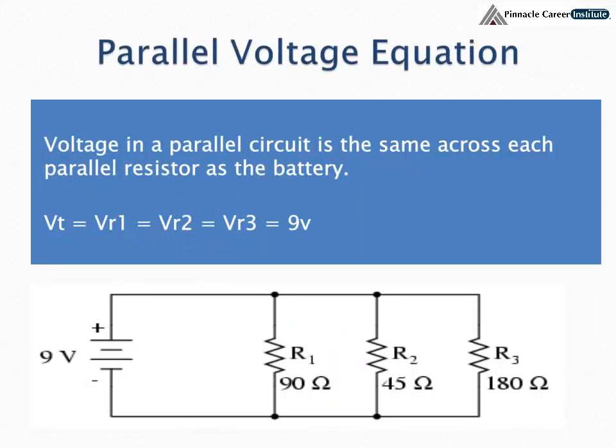To solve a parallel circuit, usually we'll do the voltage across the resistors first because it's the trick. In parallel, all the voltages on all the resistors are the same, and they'll equal the total voltage into those parallel resistors. So in this case, our V total, which is our battery, is 9 volts, and that is also the voltage drop on each resistor. V total equals VR1 equals VR2 equals VR3, in this case 9 volts.